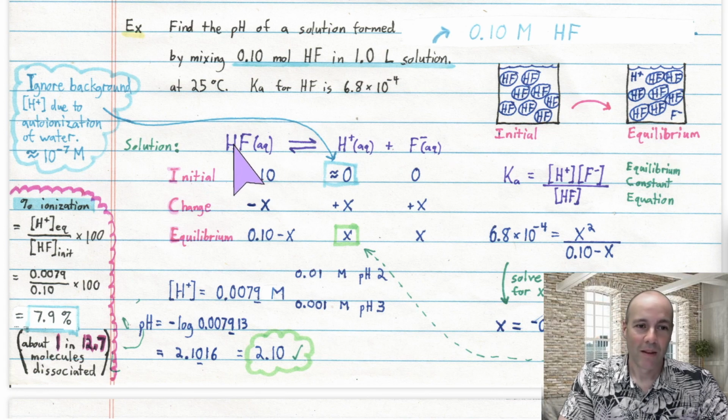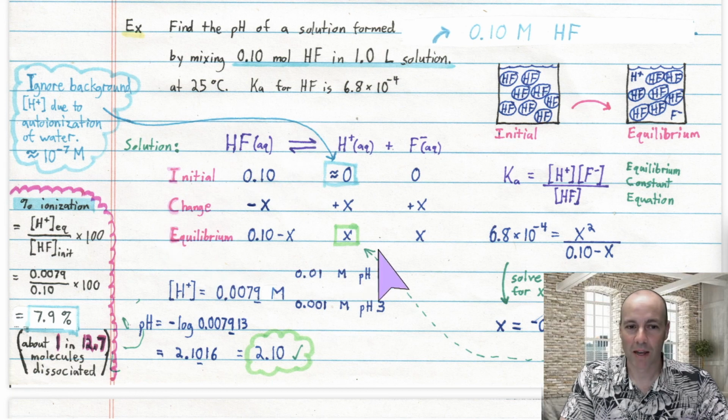Now, the chemical equation is represented right here, and an ice table looks like this. Right underneath the chemicals, we put what the concentrations are at the beginning, the changes that the concentrations undergo, and what the concentrations are at equilibrium.